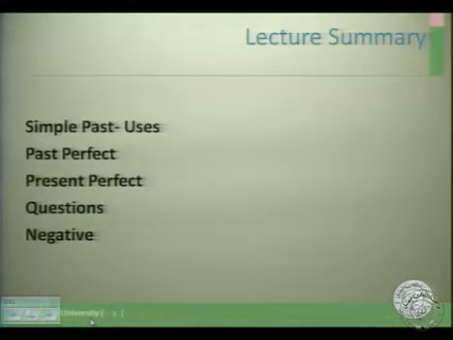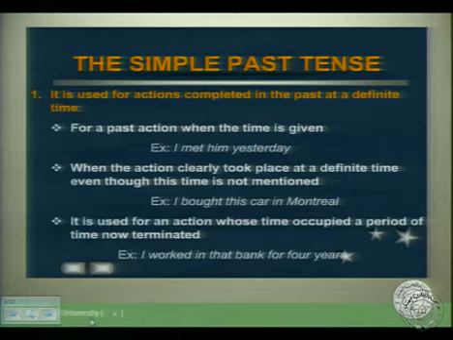So let's have our lesson today. The simple past uses the past perfect, the present perfect, questions and negative. I think we explained the past perfect and present perfect 1 minute ago. The simple past tense is used for actions completed in the past at a definite time. This is very important: the past at a definite time.